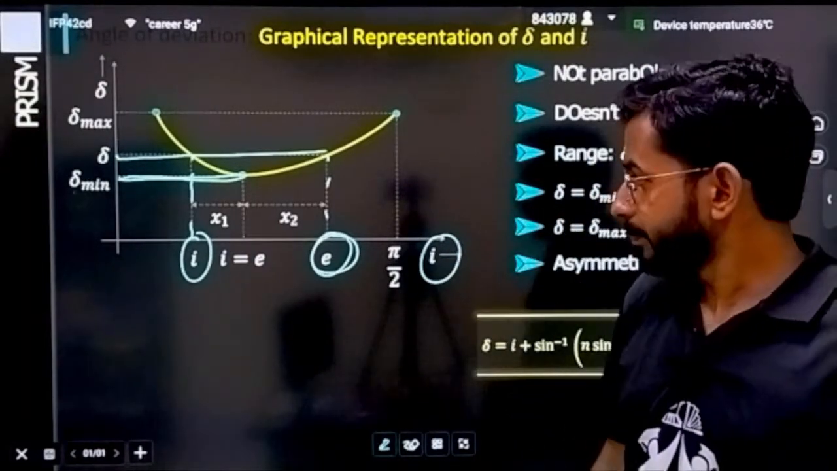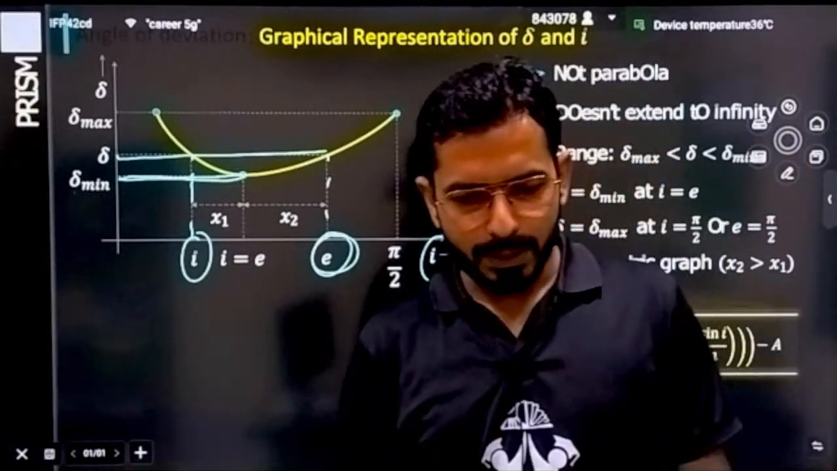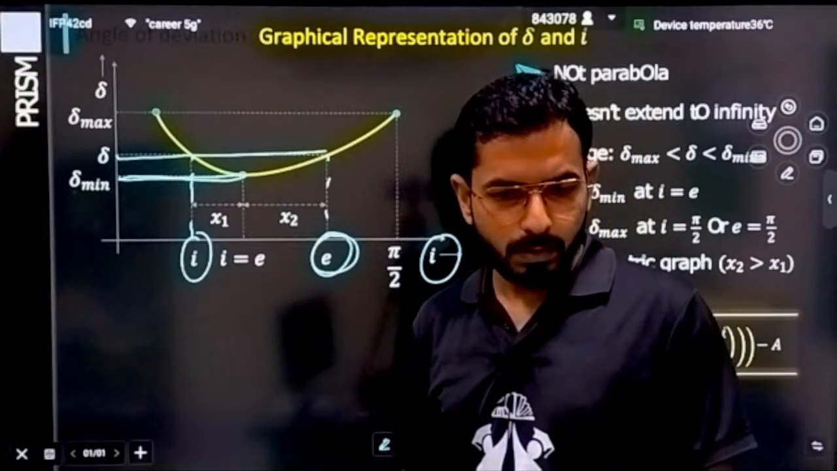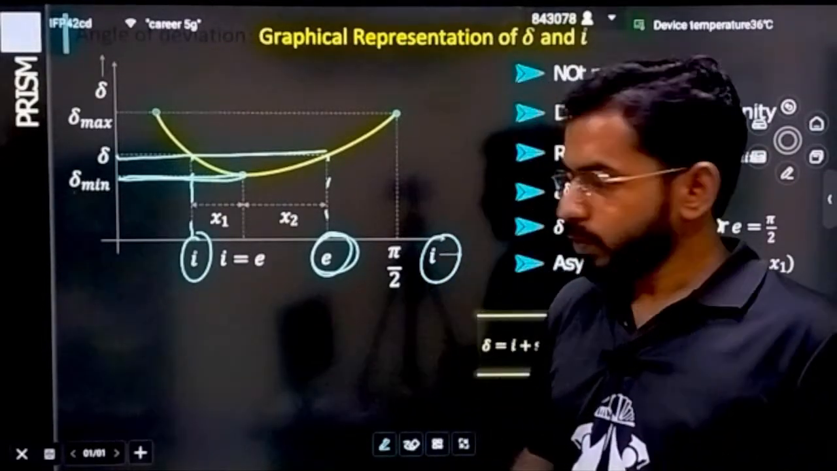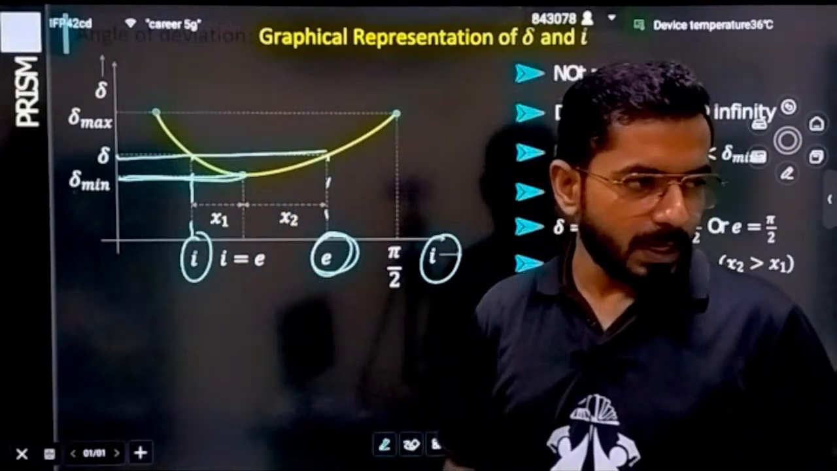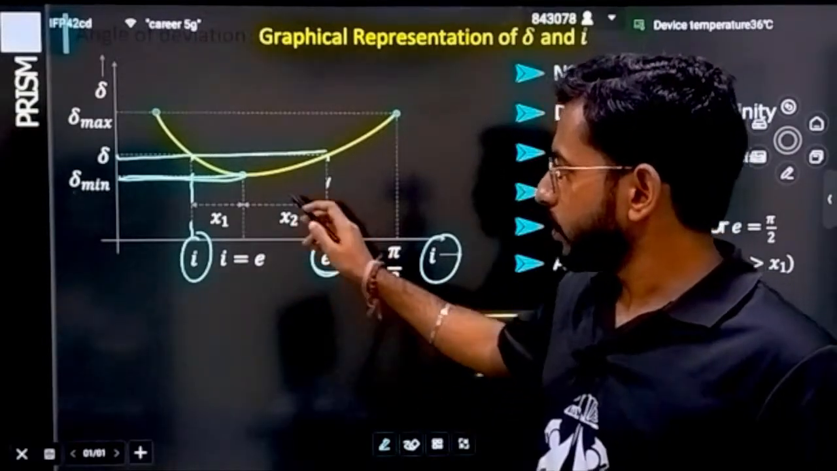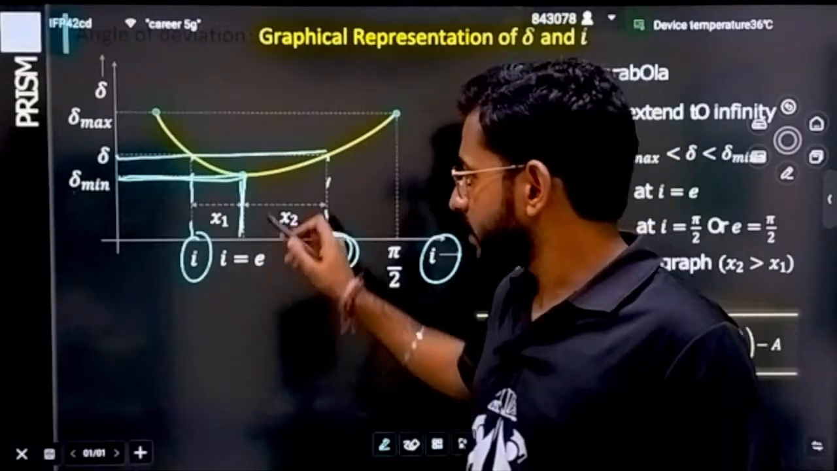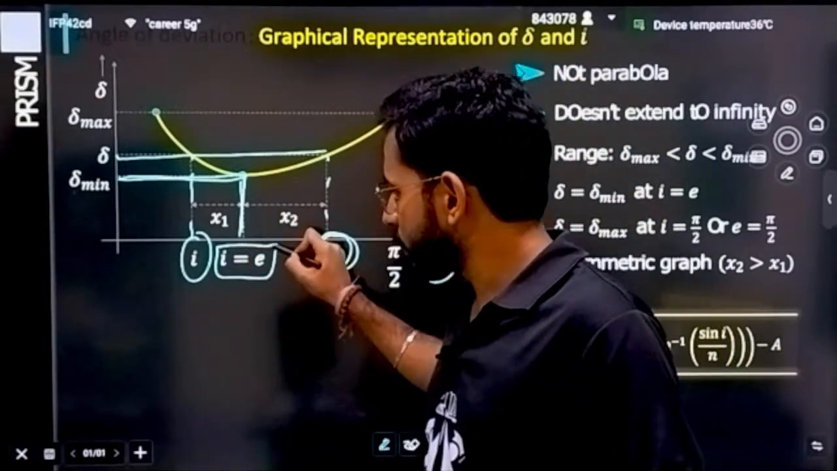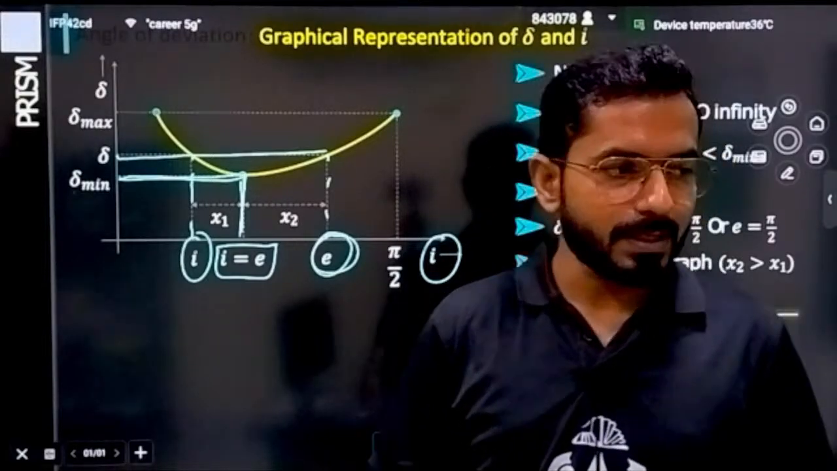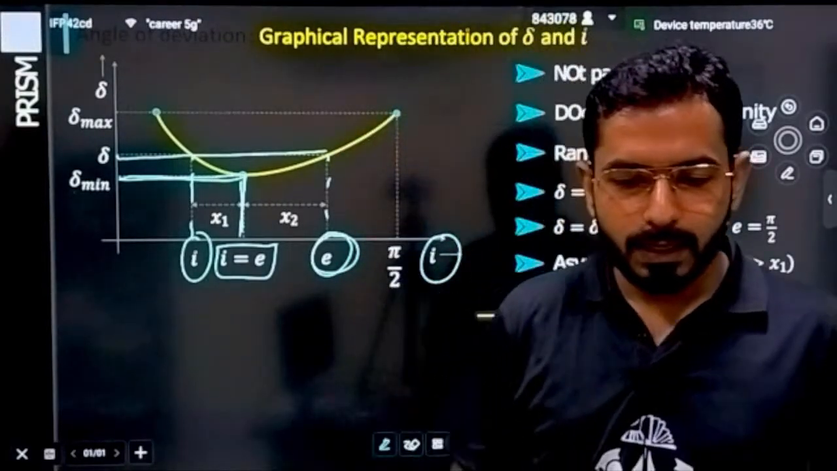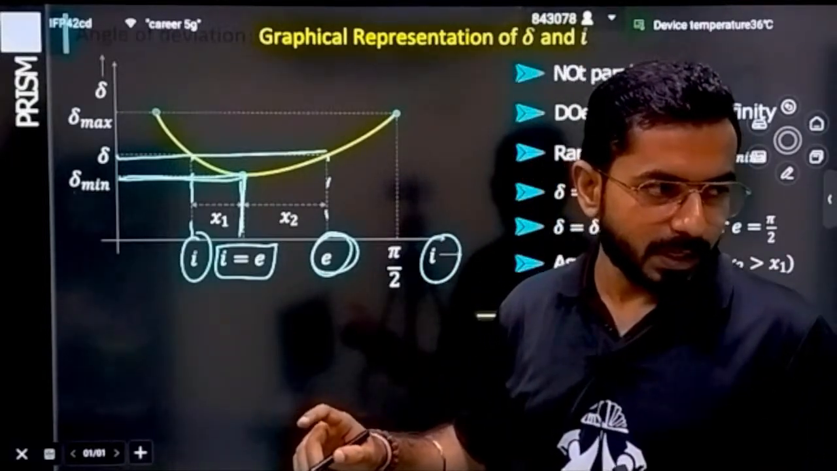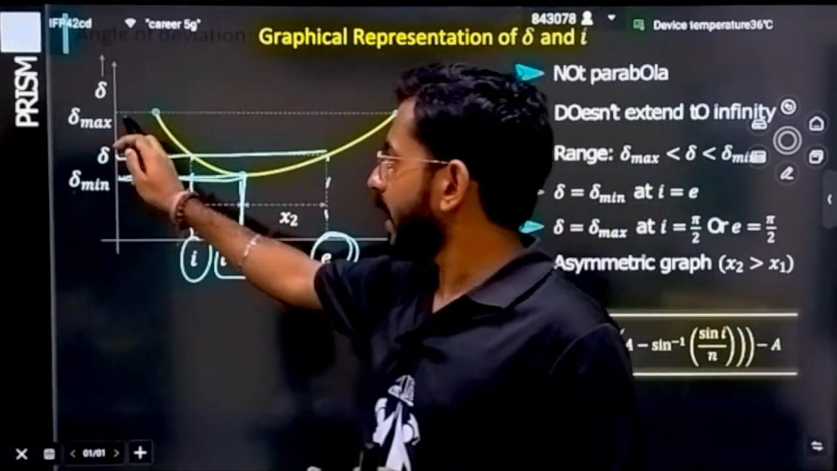Okay, should we start? So what is the second important point? At the minimum deviation, what will be happening? There is only one angle of incidence that you will have. Why? What actually happened at this point? This i becomes equal to e. That means the angle of incidence will be equal to the angle of emergence. This is the second important point that you have to understand. The next important point is for maximum deviation.